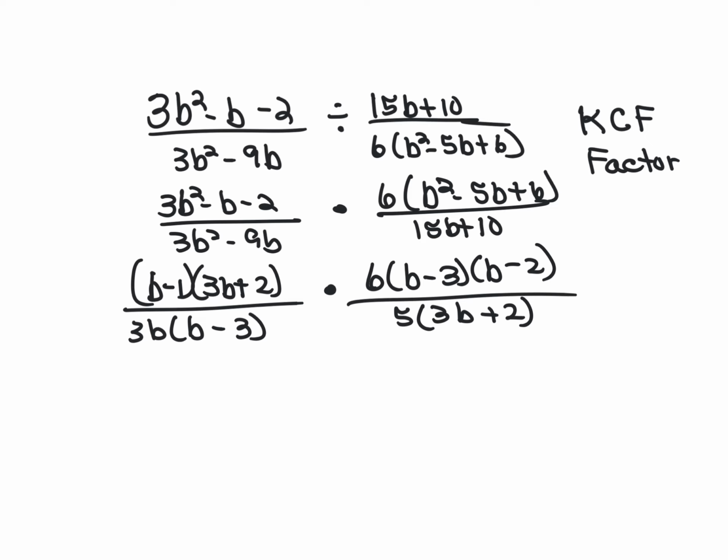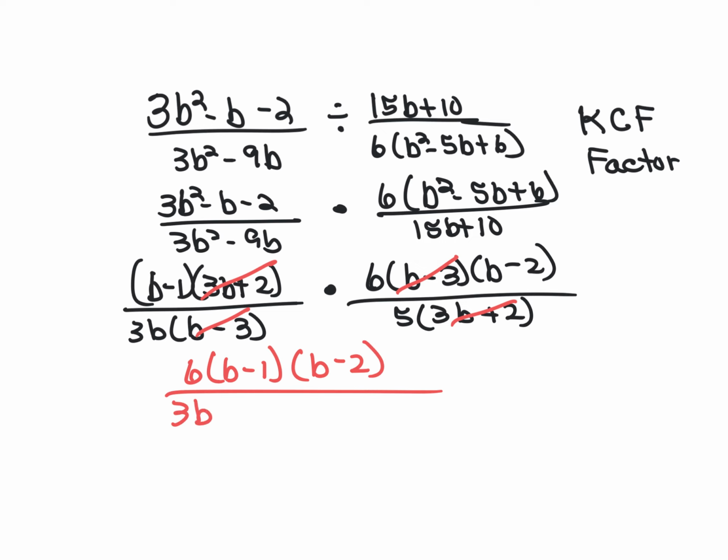We are now going to cancel any common factors. We have a 3b plus 2 that cancels a 3b plus 2. We have a b minus 3 that cancels a b minus 3. And I'm going to write what is left. I have on top 6 times b minus 1 times b minus 2 over 3b times 5.